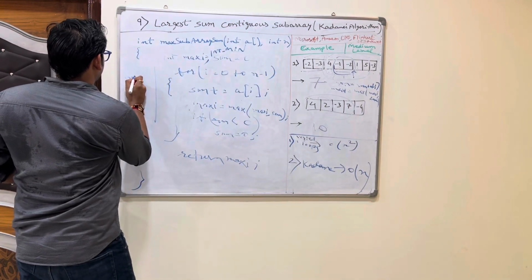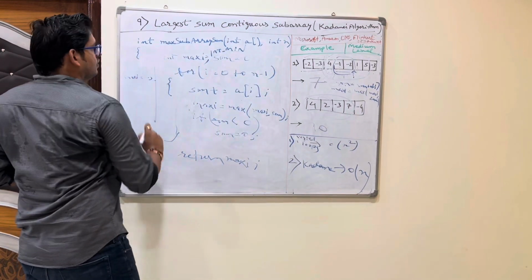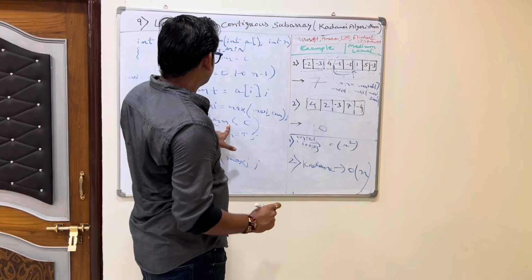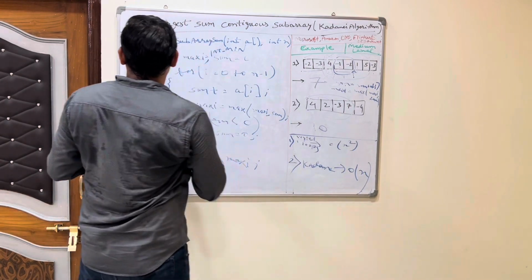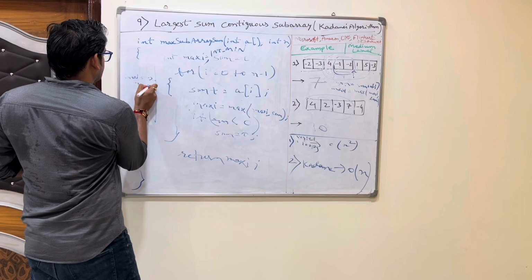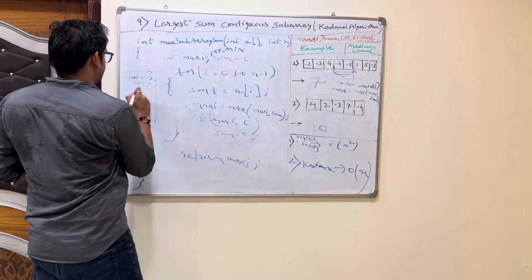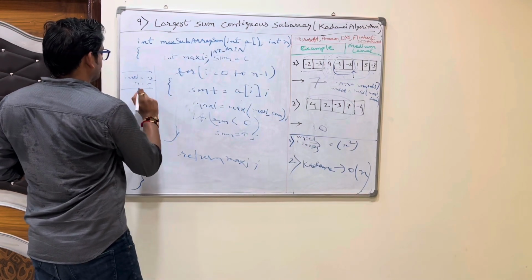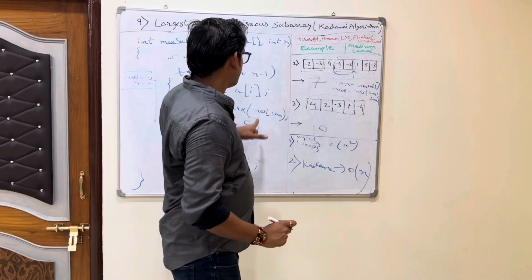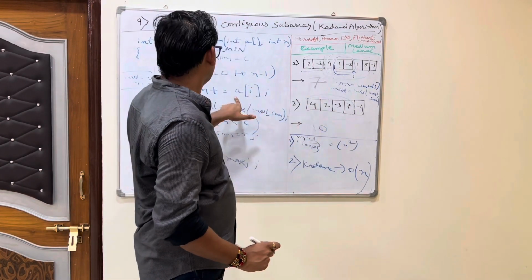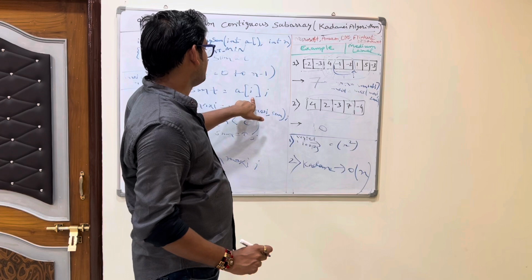Maxi becomes minus 2. And now since minus 2 is less than 0, then sum is 0. Sum is 0, okay, in the first iteration. In the second iteration, what will happen? Sum is 0 right now, minus 3 comes. So 0 plus minus 3 is minus 3.